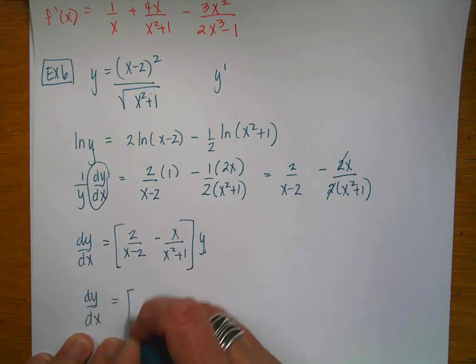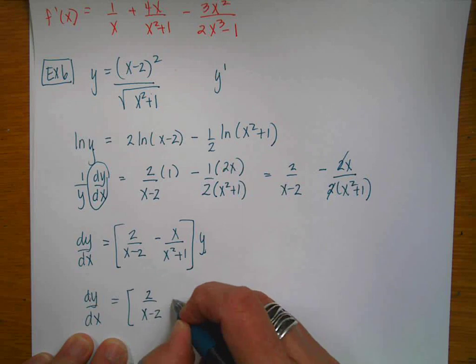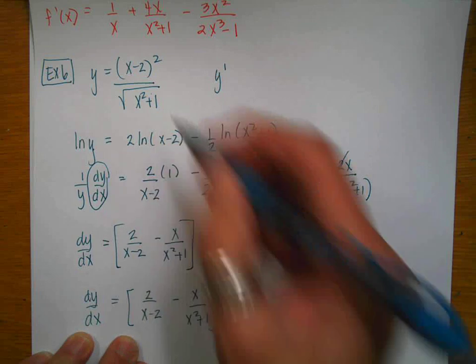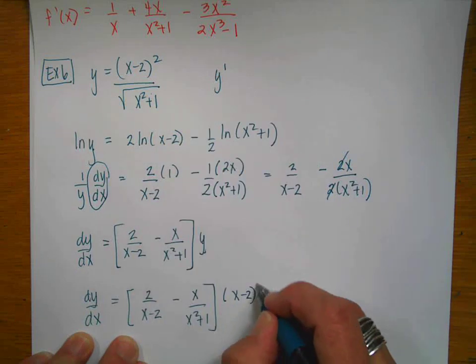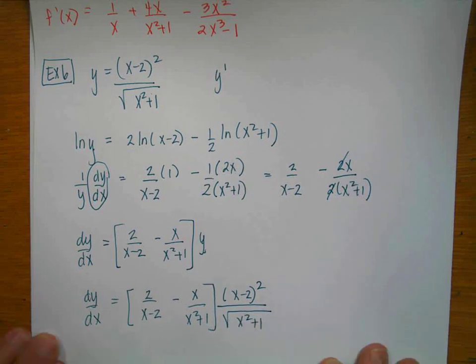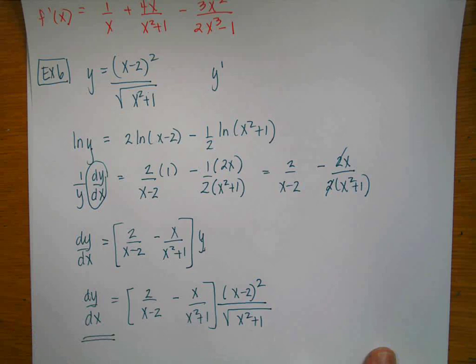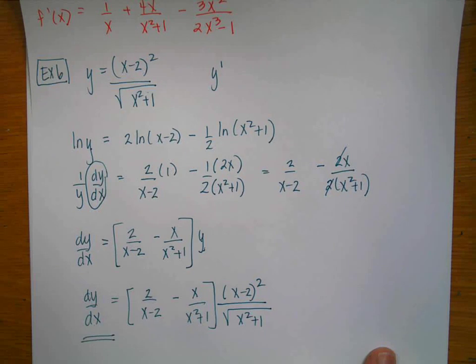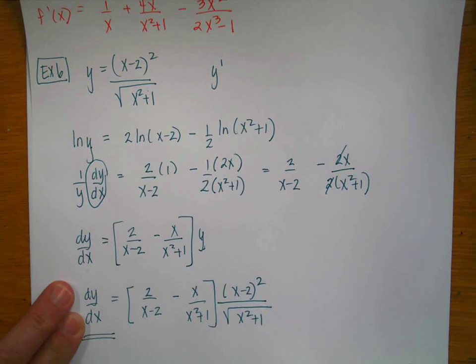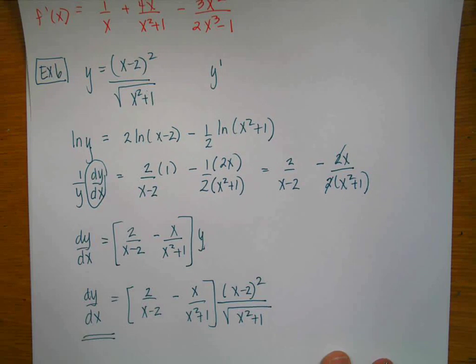So I'm going to write that dy over dx is equal to 2 over x minus 2 minus x over x squared plus 1 times y, which was x minus 2 quantity squared over the square root of x squared plus 1, and this is going to be my final answer. Okay, I could try and simplify, but for the majority of the time I would tell you all done. Because now if I wanted to evaluate the derivative at a given point, it's relatively simple to do that.